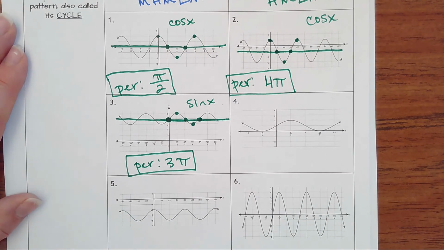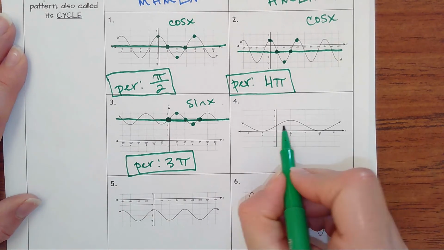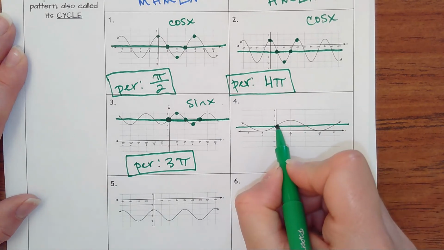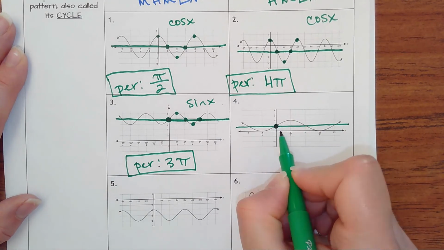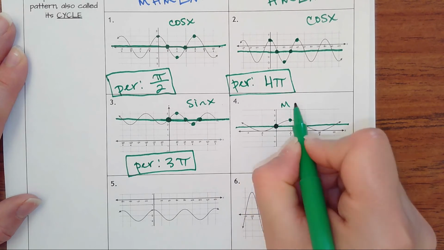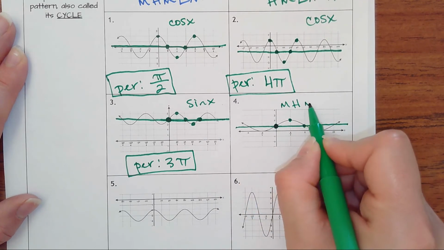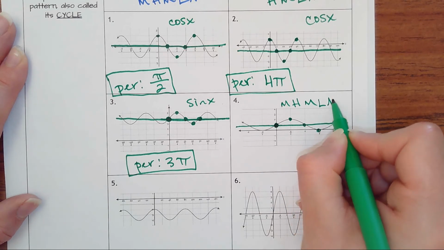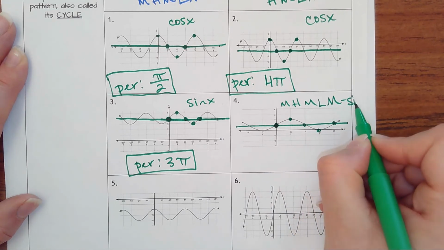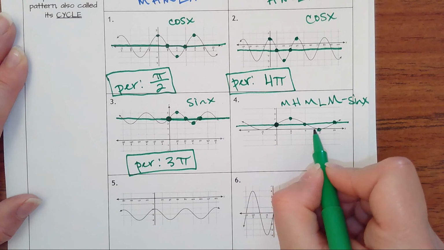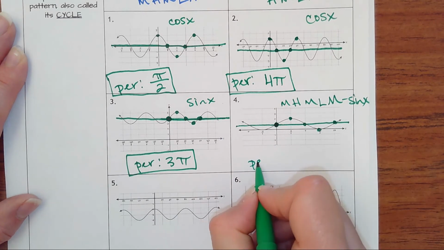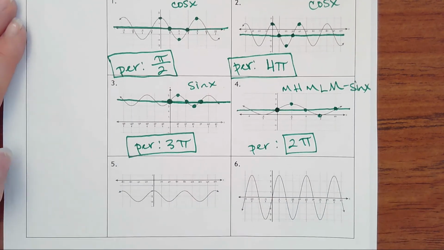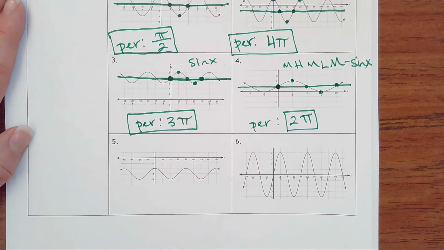And number 4, the midline looks like 1. And it does start on its midline. So it goes middle, high, middle, low, back to middle. So this is a sine graph, and there's one repetition here, and it looks like it stops at 2 pi. Okay, why don't you pause and try number 5 and 6.